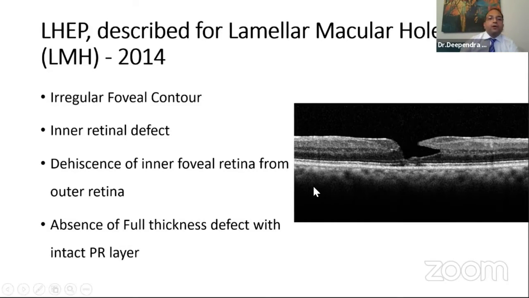from outer retina, and an absence of full thickness defect like you see in full thickness macular hole. So that means your photoreceptor layers would be intact.